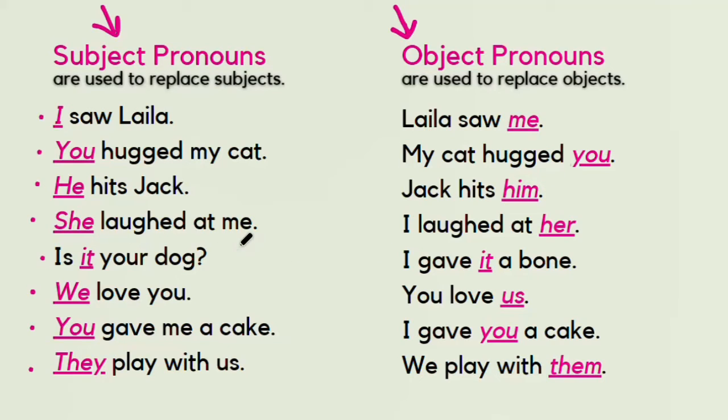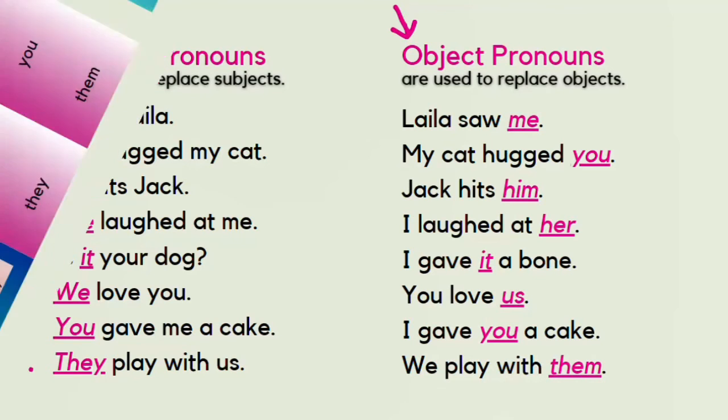She laughed at me. I laughed at her. Is it your dog? I gave it a bone. Here the word it is replacing the dog, which is the object of this sentence. We love you. The subject is we. You love us. The object is us. You gave me a cake. I gave you a cake. They play with us. We play with them.